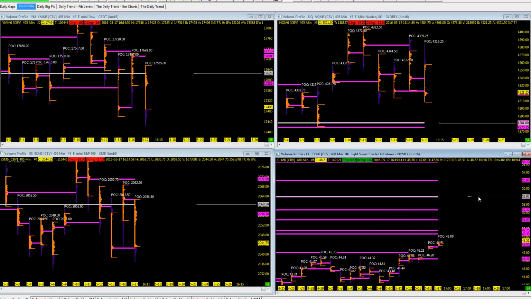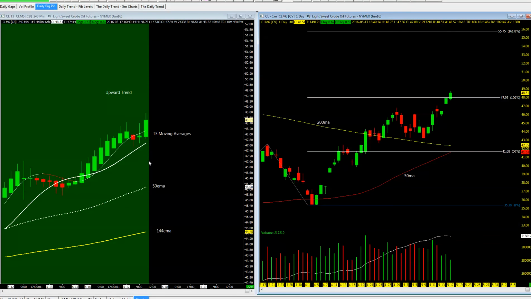All right, taking a look at tomorrow's Big Picture. Here we are, crude to the upside. T3 moving averages holding up above the 50 and the 144. Any pullback on the crude will result in pulling back to at least the 50 MA or those daily open gaps. Again, on an intraday, guys, you've got to be ready to go in both directions. Go with the momentum. Go with the highest amount of charts in probability.